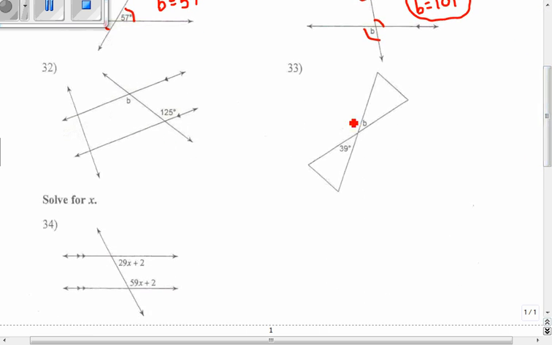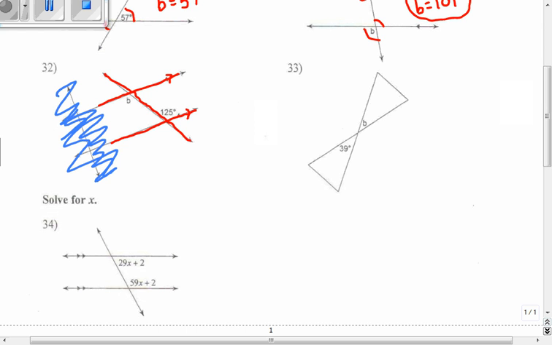Okay, in problem 32, let's make sure that we only are looking at the relevant information. So we have parallel lines here, and they're cut by this transversal. So we just want to work with this section over here. We don't care about that over there. Don't let that confuse you. So let's mark our angles.